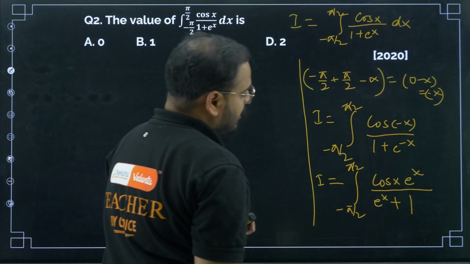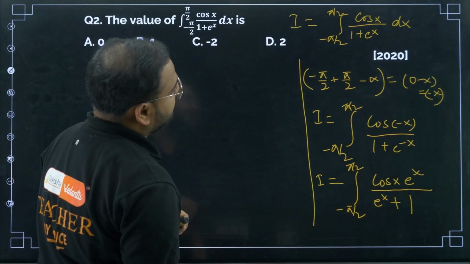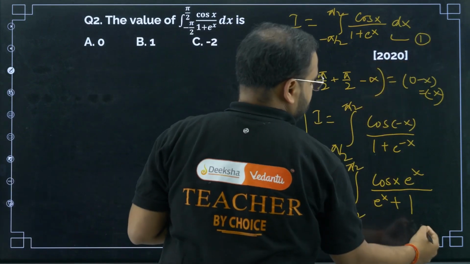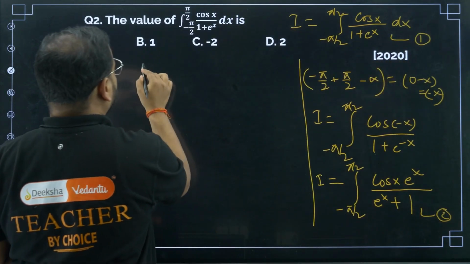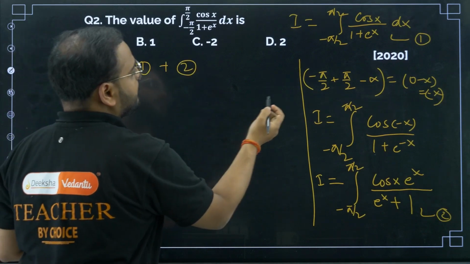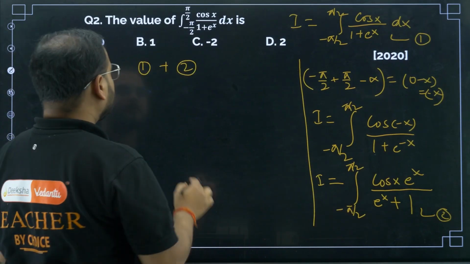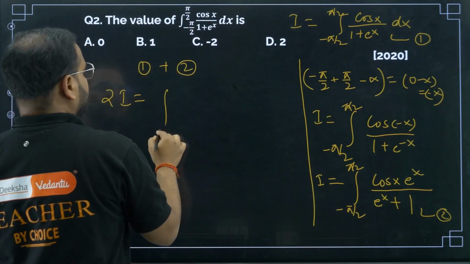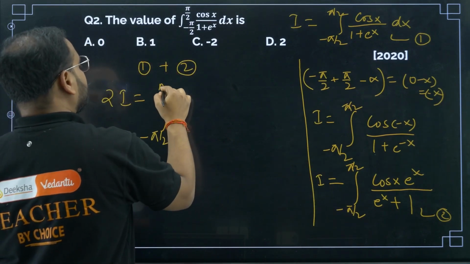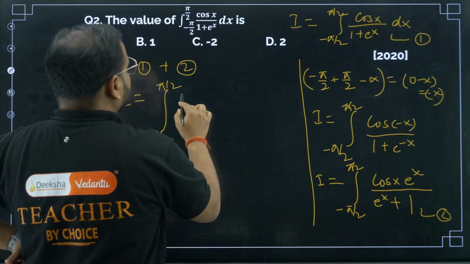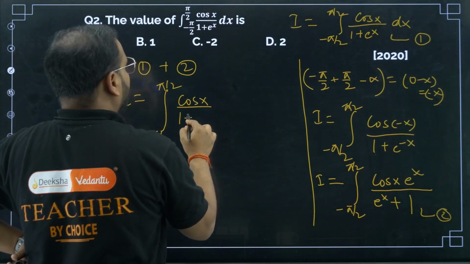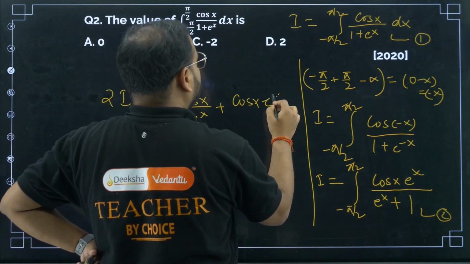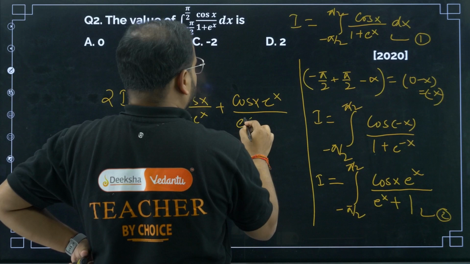Yes, a good question. Now we can add these two, right? Yes, we can see there is a similarity. So if I take this as equation 1 and this as equation 2, I can add 1 and 2. What do I get? LHS will become 2I. So 2I equals, the limit is the same, so I can take the integration outside, common for both of them. What is the first one? Cos x upon 1 plus e power x plus, what is this? Cos x e power x upon e power x plus 1.